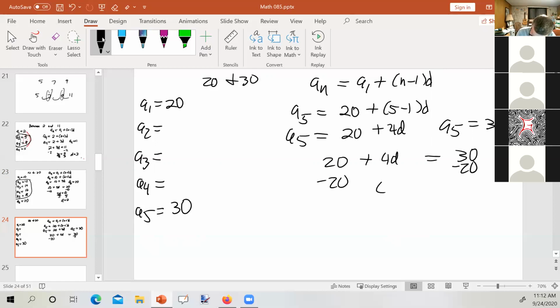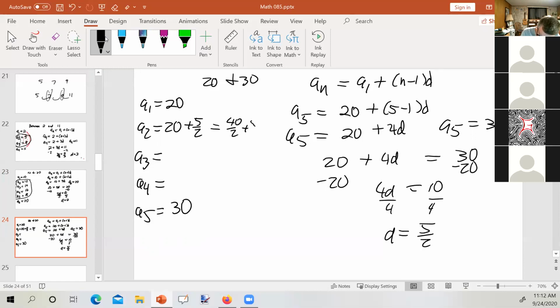Subtract 20, 4d equals 10, divide by 4, d equals 5 halves. Now, earlier I panicked when I got a fraction answer because I wasn't supposed to get one. Here I am supposed to get one. And I suppose we could give our answer as mixed numbers or fractions. I'm going to do it with fractions. So a sub 2 would be 20 plus 5 halves, which would be 40 halves plus 5 halves, which is 45 halves.